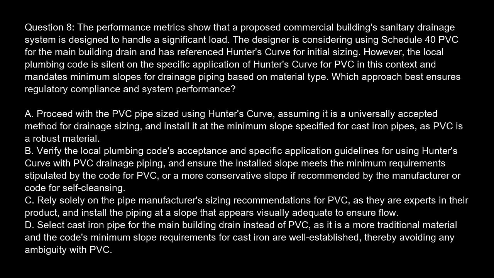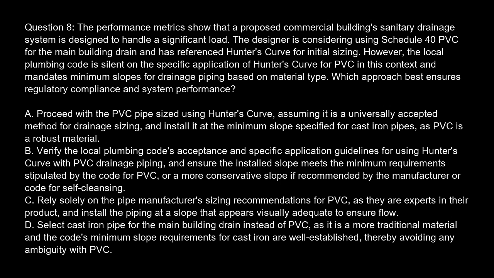the decision. Question 8. The performance metrics show that a proposed commercial building's sanitary drainage system is designed to handle a significant load. The designer is considering using Schedule 40 PVC for the main building drain and has referenced Hunter's curve for initial sizing. However, the local plumbing code is silent on the specific application of Hunter's curve for PVC in this context, and mandates minimum slopes for drainage piping based on material type. Which approach best ensures regulatory compliance and system performance?